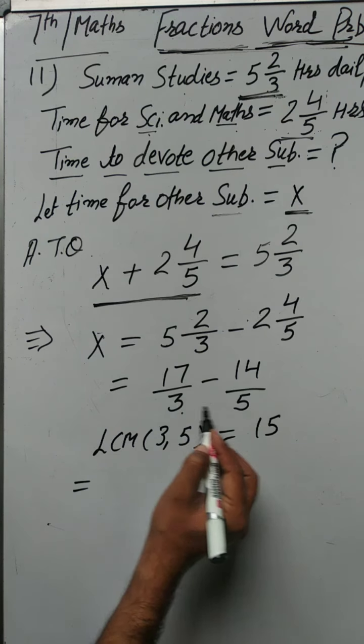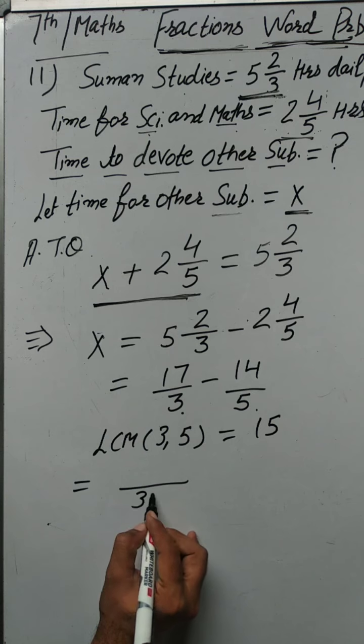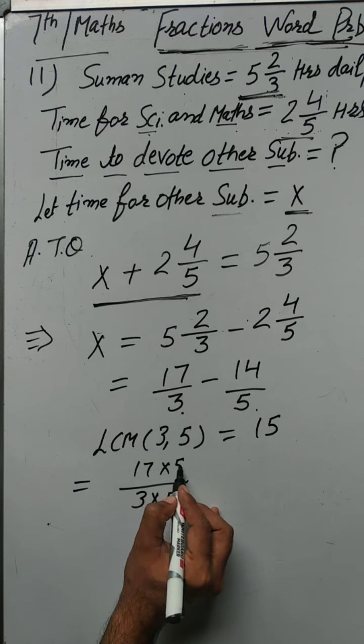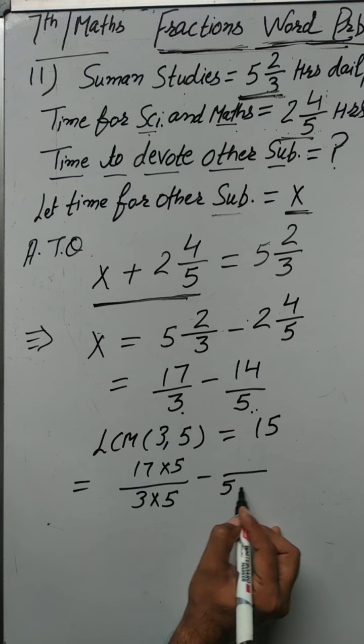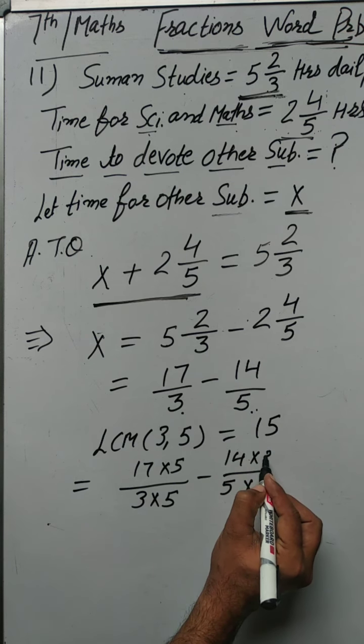Change the denominator of every fraction into 15. How can I change 3 into 15? 3 multiply by 5. Similarly, 17 also multiply with 5. And then 5 changes into 15. 5 multiply with 3. Similarly, 14 multiply with 3.